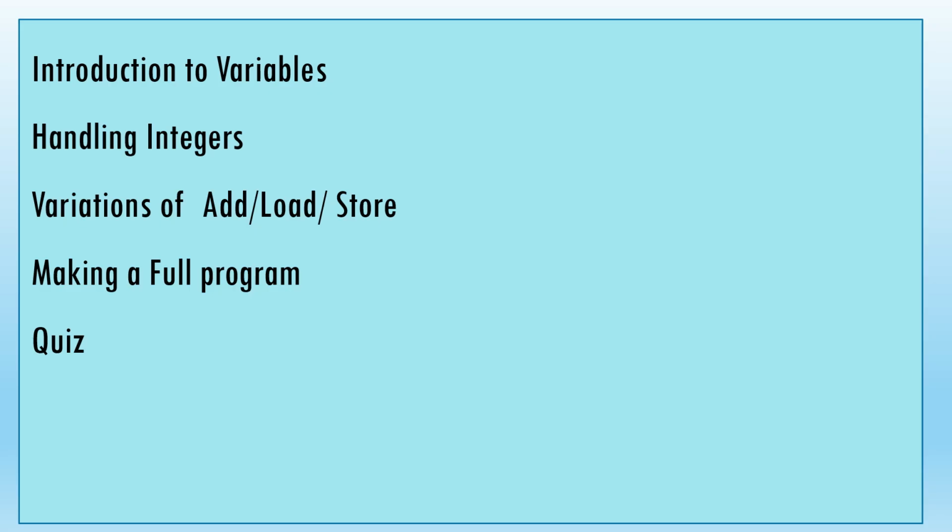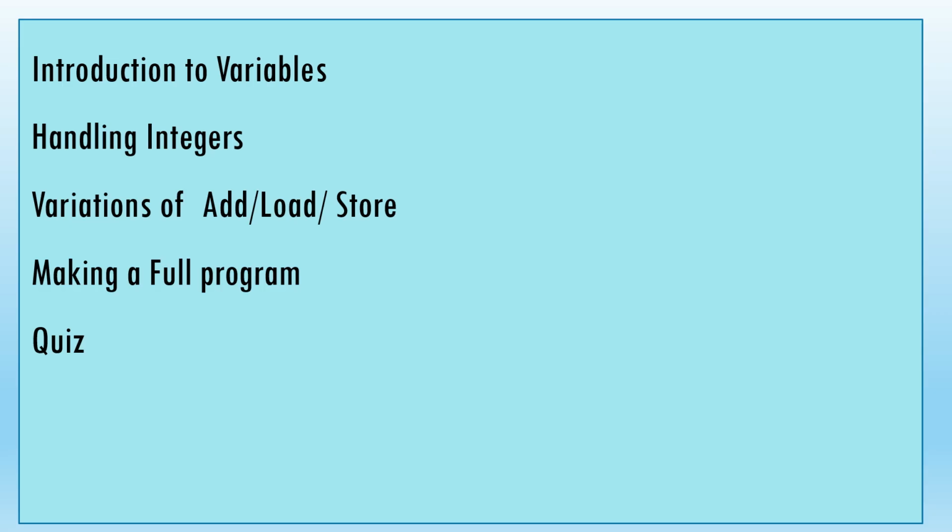So in this training, we covered an introduction to variables and how we handle integers. We are going to talk about characters, then packed decimals, all these things in later training classes. Here we restricted ourselves mostly to integers. Then we looked into variations of add, load, and store. This will be very useful. We'll be doing it even when we go to multiplication and division. First thing is anyway we are going to load the variable and store the variable, so we are going to see this again and again.